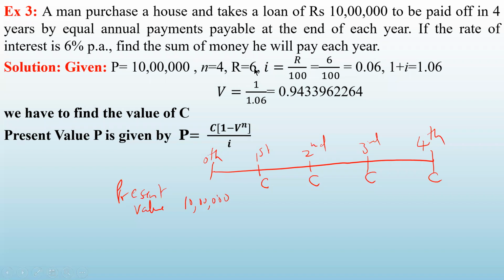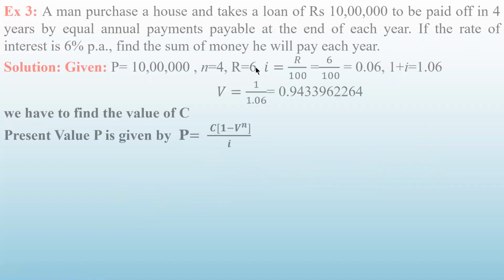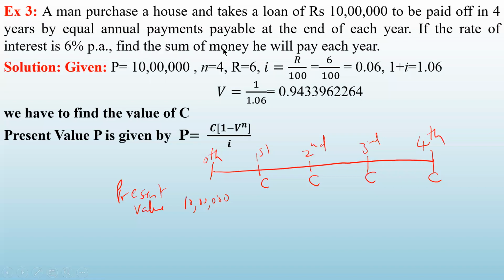And the rate of interest is 6. Whenever you take a loan, you have to pay the interest. R is 6. And what you have to find out is the sum of money he will pay each year. Okay, each year how much money he is going to pay. So you have to find out the value of C. So that's what I've written here. We have to find the value of C. Okay, so C we have to calculate.